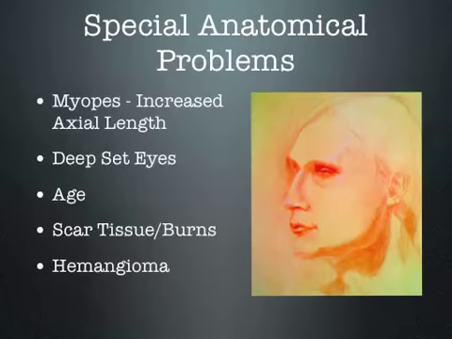Special anatomical problems: myopes, increased axial length, greater globe size. The sclera is thinner, so it can be more easily punctured. So in a myope, especially when we see an IOL power calculation of less than 10, we know he's probably a high myope. So we have to stay as close to the orbital wall as possible.